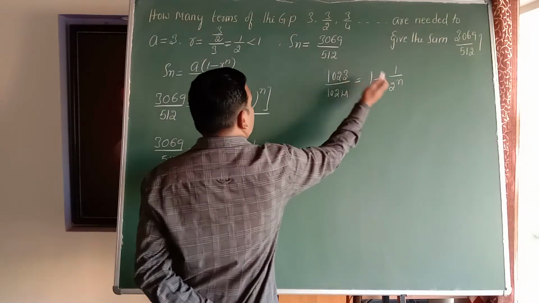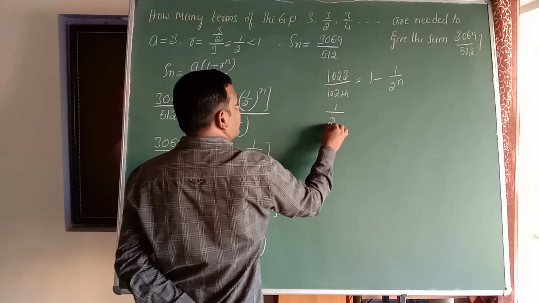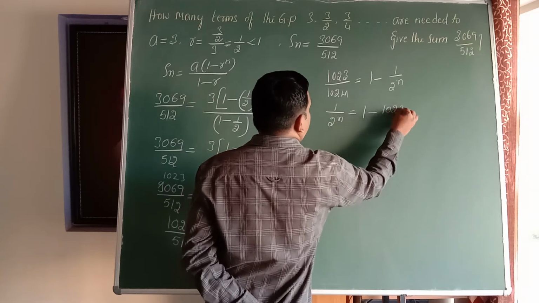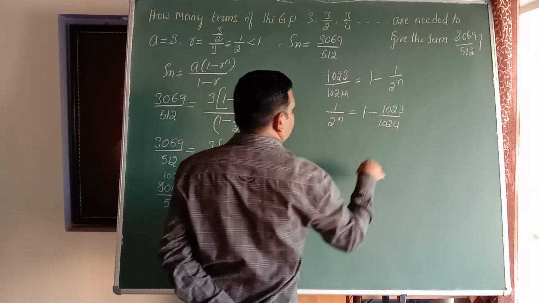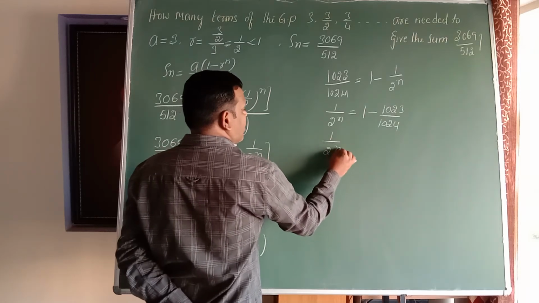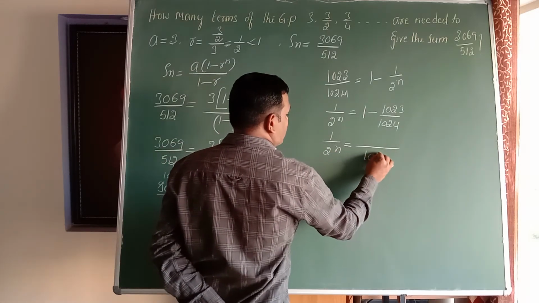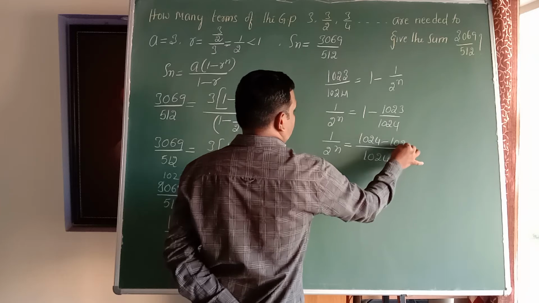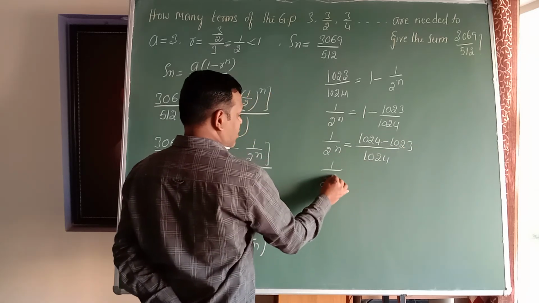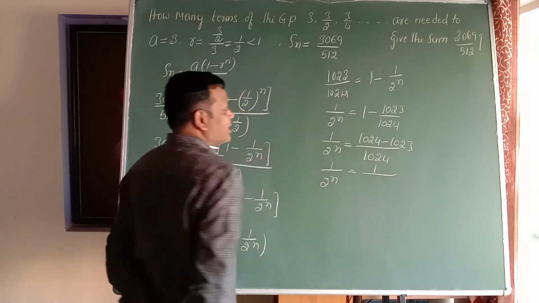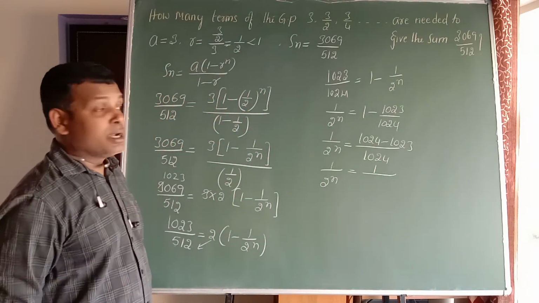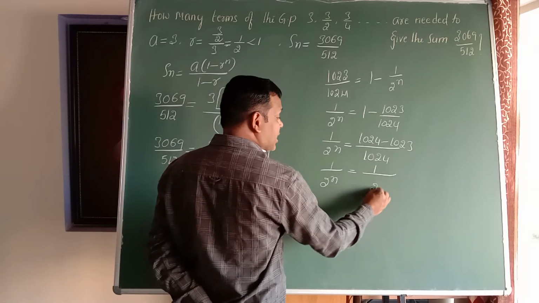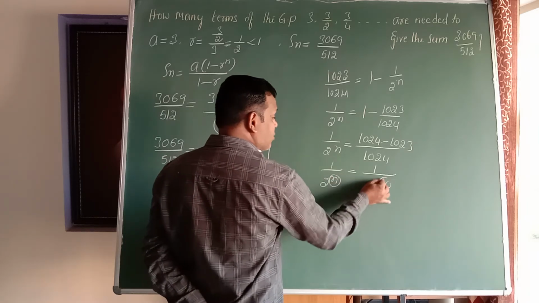Therefore, minus 1 by 2 power n becomes plus 1 by 2 power n is equal to 1, and when it goes here, it becomes minus 1023 divided by 1024. Now 1 divided by 2 power n is equal to, how to take LCM? 1024. This becomes 1024 minus 1023, that is, 1 by 2 power n is equal to, numerator is 1. 1024 minus 1023 is 1, divided by 1024, expressed in base 2. What is that? 2 power 10. Can we write? So therefore n must be equal to 10.